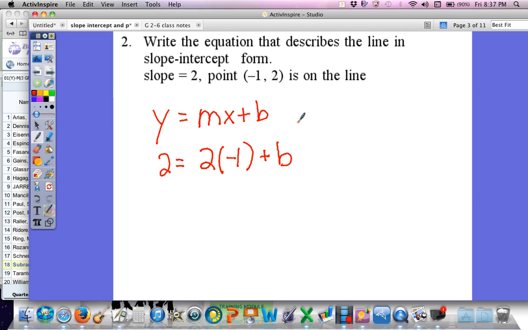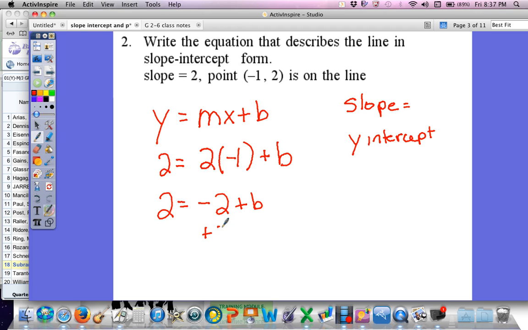So I need to find the y-intercept of this equation. In order to write it in slope-intercept form, I need the slope and I need the y-intercept. So 2 equals 2 times negative 1, plus b. If I add 2 to both sides, I get that b is 4. So now I know my slope is 2. They told me that. My y-intercept is 4.